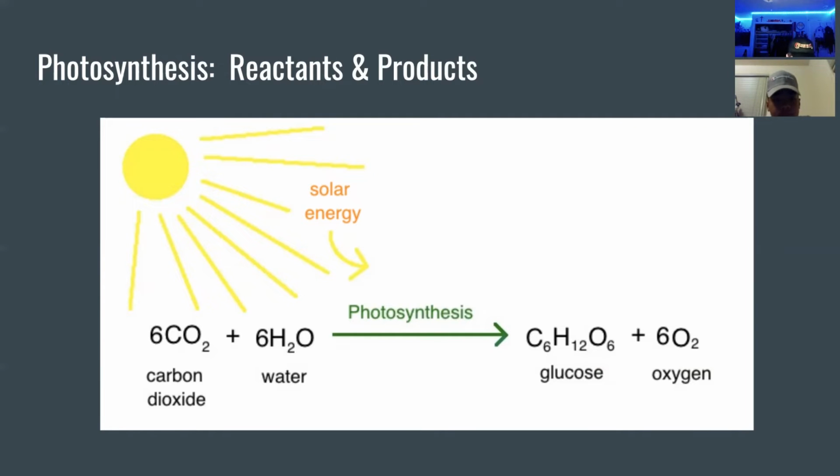The reactants in photosynthesis are 6 carbon dioxide molecules and 6 water molecules. When they react with sunlight, photosynthesis occurs. This occurs in the chloroplast and results in 2 products, which are glucose molecules and 6 oxygen molecules, which is at the end of the equation.